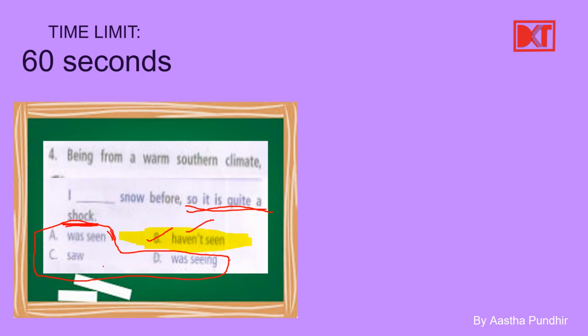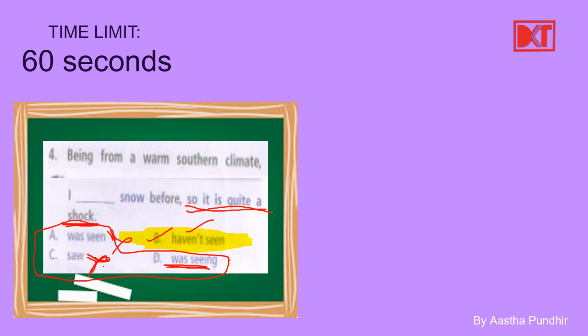And if you see the other options, like was seen and saw, was seen, it doesn't fit in here. I was seen snow before. It is incorrect. Then we have C, saw. This is also incorrect because it is the past tense, which is incorrect in the given sentence. Then was seeing, this is past continuous, which is also incorrect in the given situation.